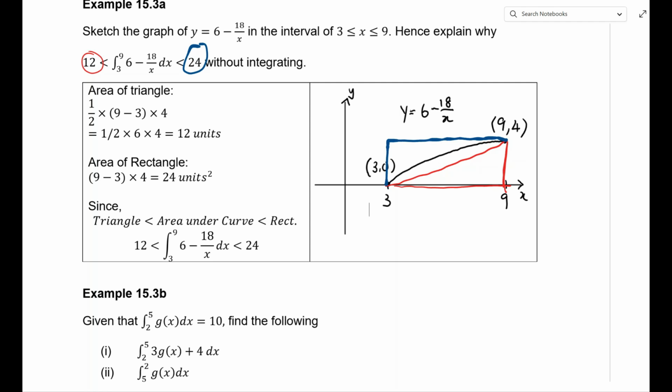So the area of the triangle will follow this as the base and this as the height. So the base is 9 minus 3, so 6 units. And the height is the y-coordinate of the upper point, so 4 units. That's why it's half times 6 times 4, giving you 12. And then the area of the rectangle is just 6 times 4. That's why you will end up with this range.